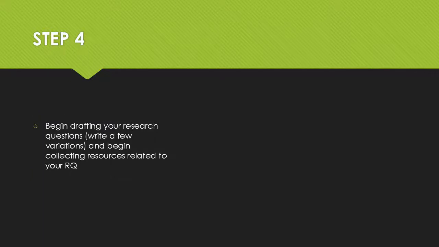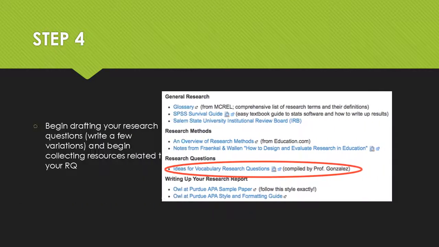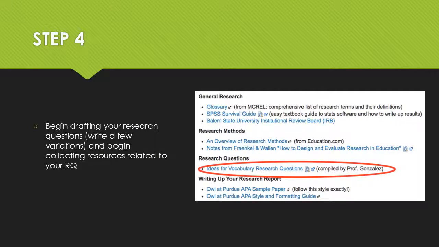Your last step is then to begin drafting some research questions related to the research problem you wish to study. Your annotated bibliography will help you to refine your questions and decide what variables to investigate. Consider also consulting the list of research question ideas that I compiled for you in Canvas. And also feel free to bounce ideas off of me by emailing me your ideas or stopping by office hours.